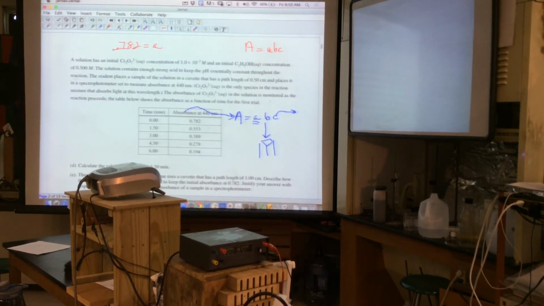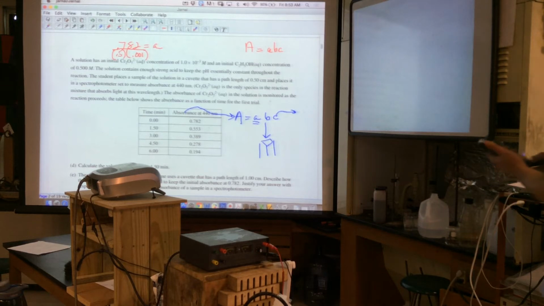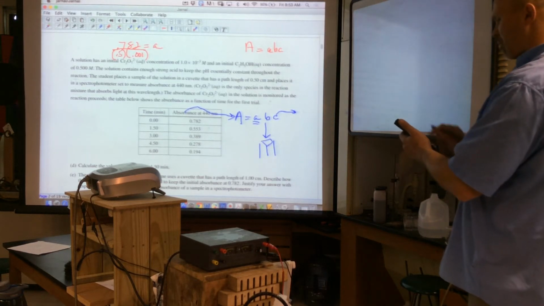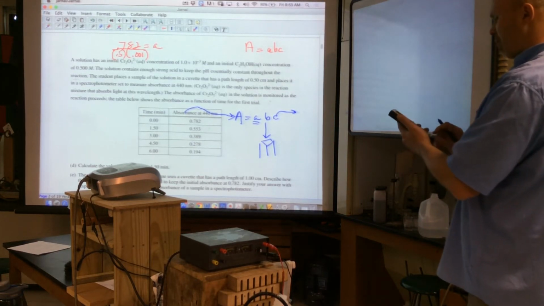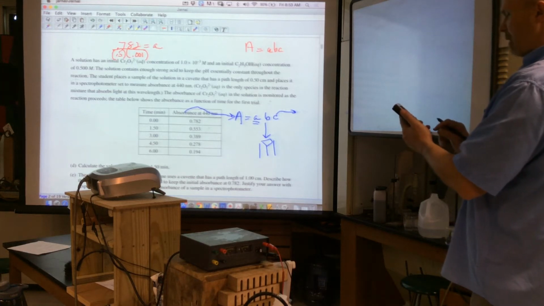Okay, so b is the path length, which is 0.5. And then, of course, the c is my concentration, which is 0.003, correct? Oh, it's 0.001. So if I put this in my calculator to find my absorbance constant, just showing you how to do this, this is the way that I believe you should be doing it, because you can't assume that line's going to be constant.